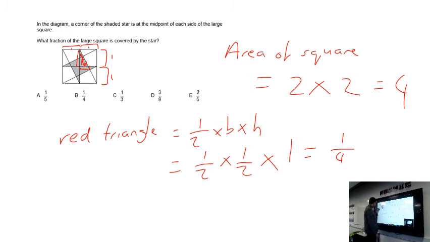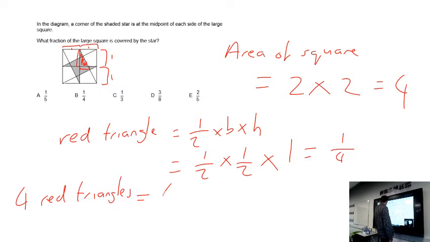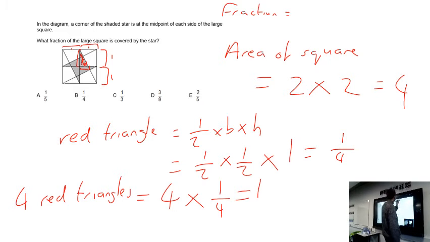So the total red triangles, we have 4 of these red triangles. It's going to be 4 times a quarter, which is equal to 1. Now looking at the fraction of the 4 red triangles over the area of the square, the fraction is the 4 red triangles over the area of the square, which is 4, so this is equal to a quarter.